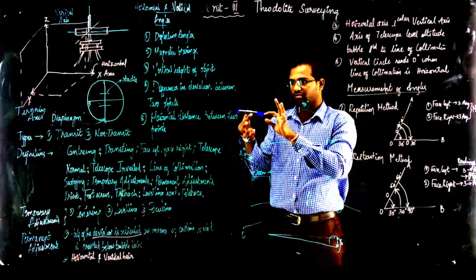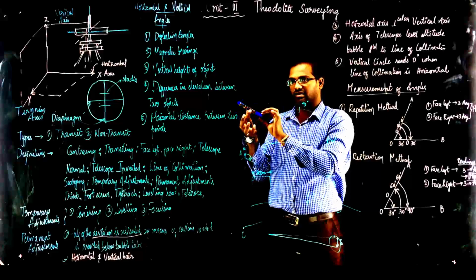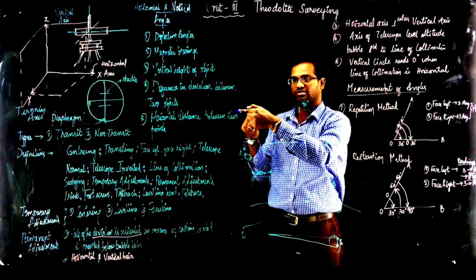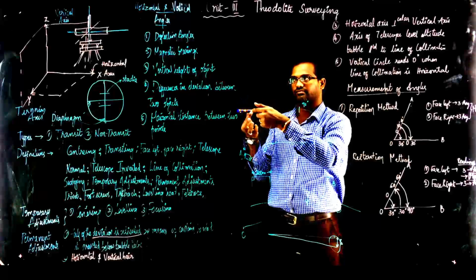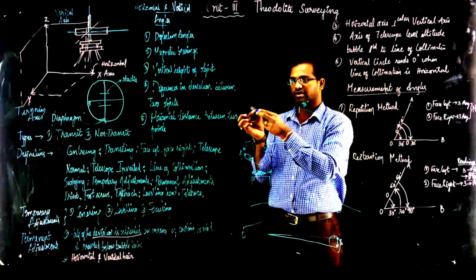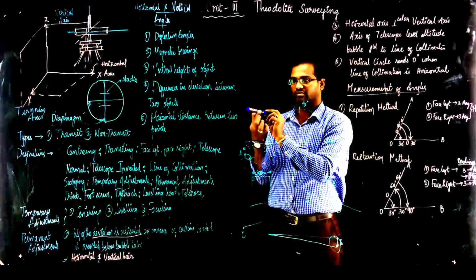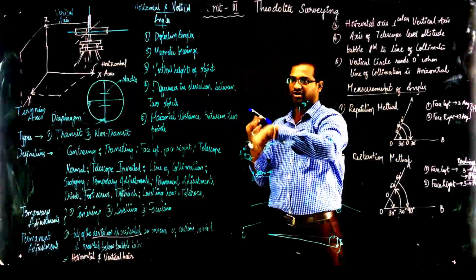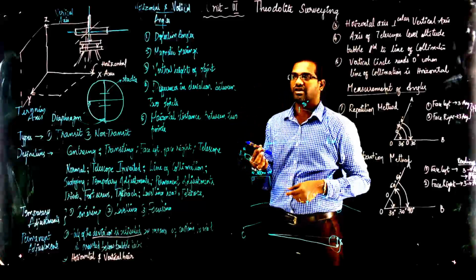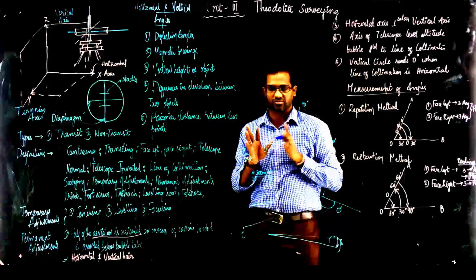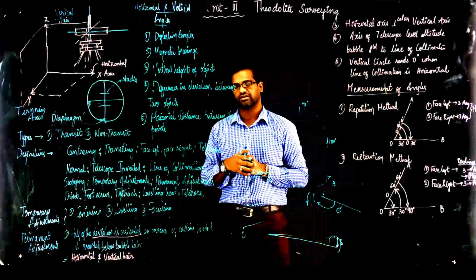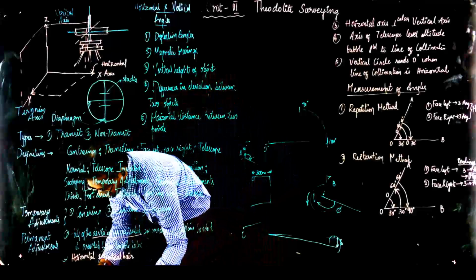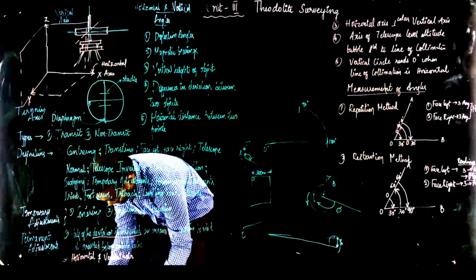Now if I am rotating my telescope in this direction, which axis am I rotating about? I am rotating about the trunnion axis, right? And if I am rotating in this way, then I am rotating about the vertical axis. These are the things you need to remember very carefully when you are defining them. Okay. So let us now discuss a few definitions, right?